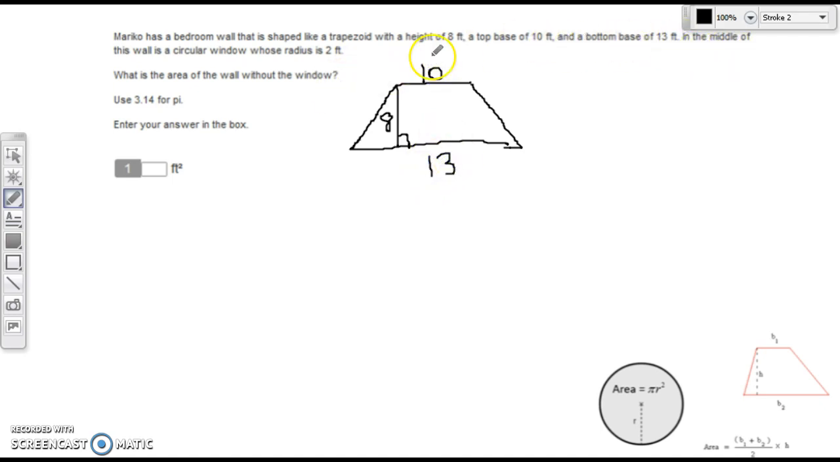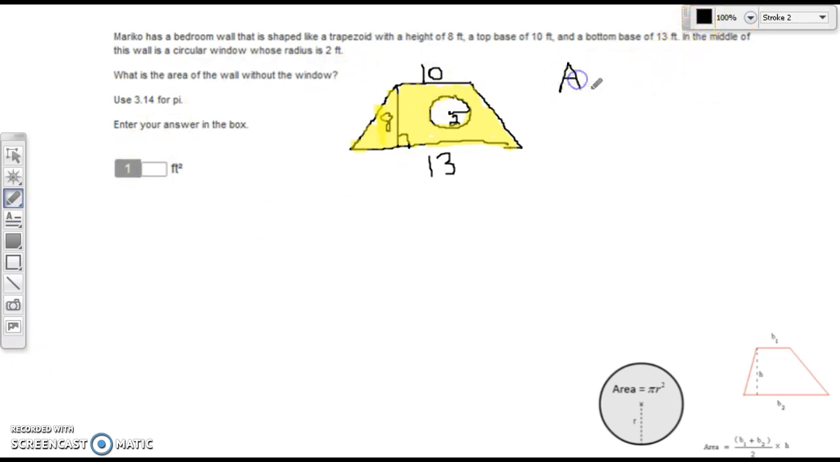Then it says in the middle of the wall is a circular window. So we have a circle in the middle of the wall with a radius of 2. What is the area of the wall without the circle? So we want to know the area of all of this yellow part, just not the circle. So what we're going to do is find the area of the trapezoid, then find the area of the circle, and then subtract them.